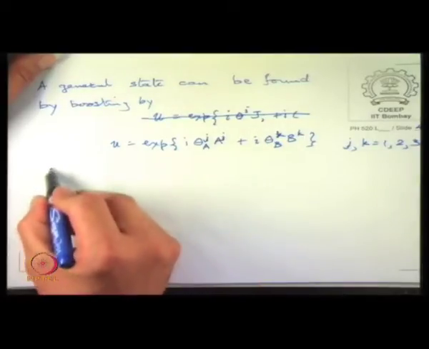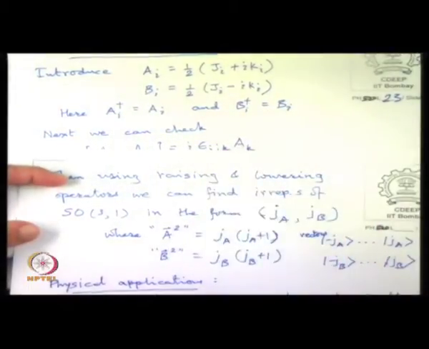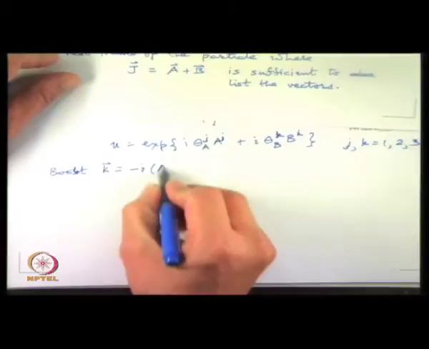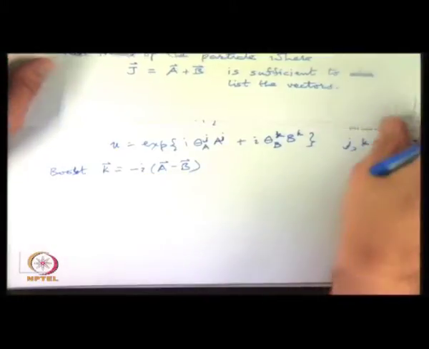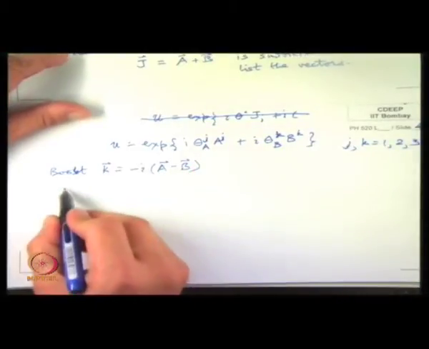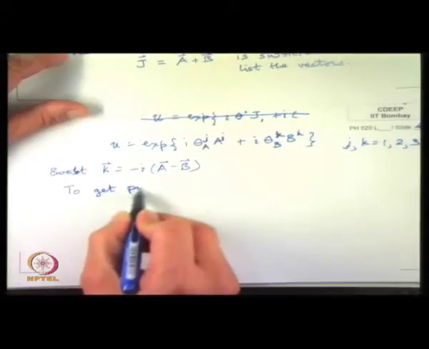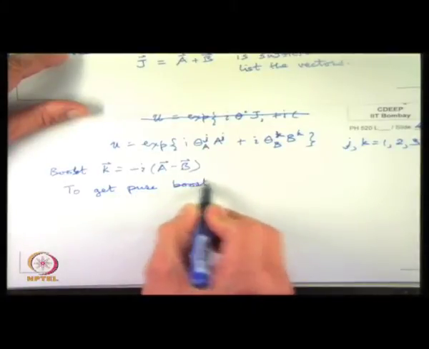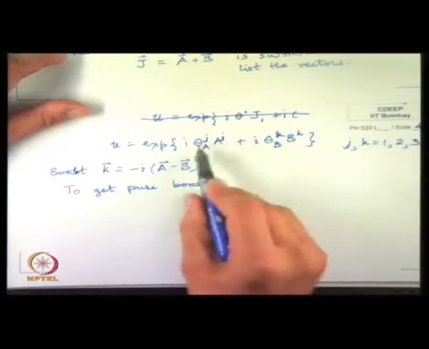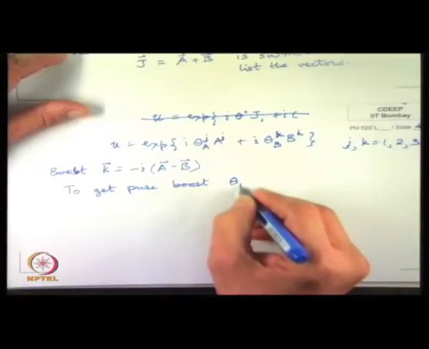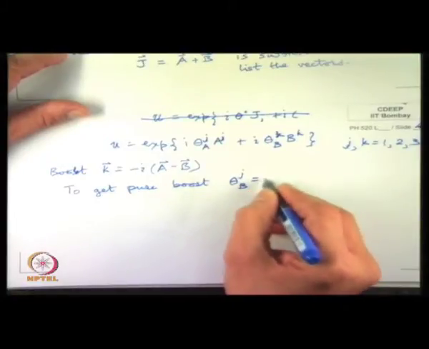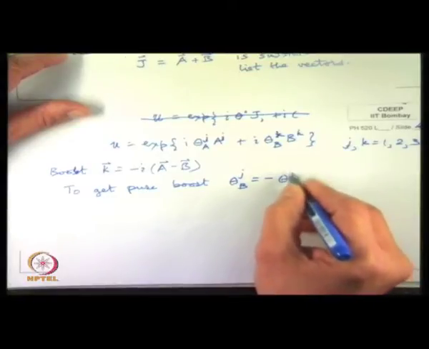And boost means boost K, which happens to be equal to A minus B divided by I. So if you want a pure boost, then you adjust so you want A minus B. So theta B is equal to minus theta A J. You choose the parameters to exactly equal, then you will be carrying out a boost. So that is one thing.